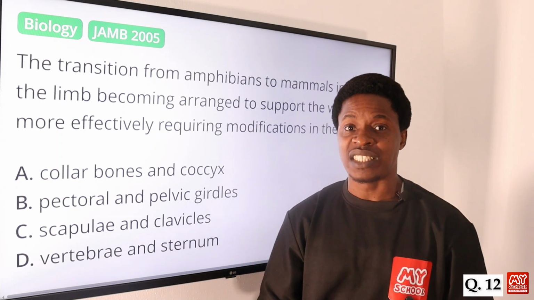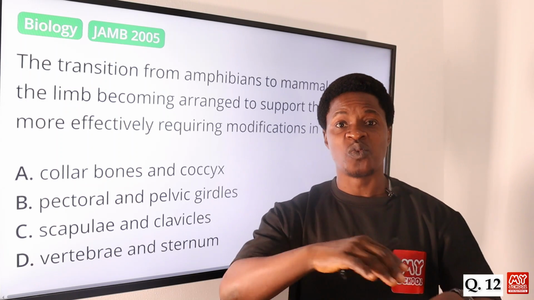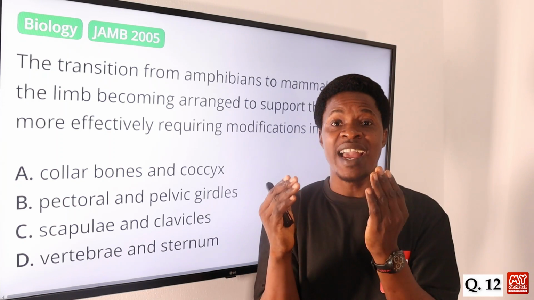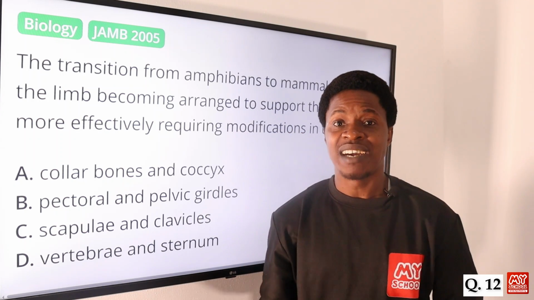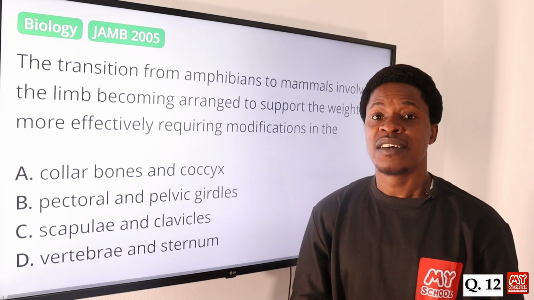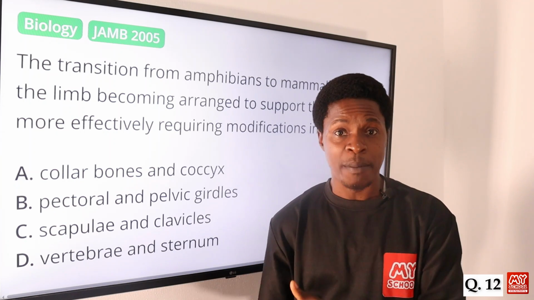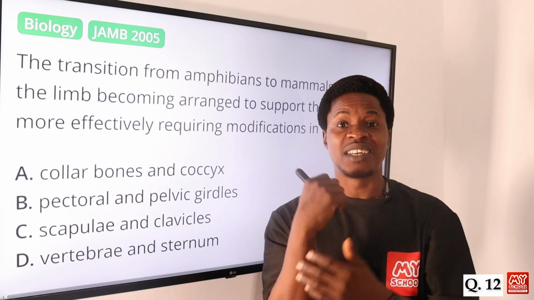transform from what it used to be, because on the land they don't need to swim, they need to walk. So they require a more advanced limb, okay, to help them carry. And that is why as they transition from amphibians, gradually into what? Into mammals, okay, gradually with the way their limbs are actually formed.